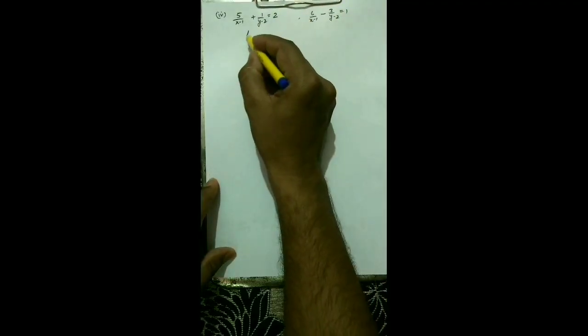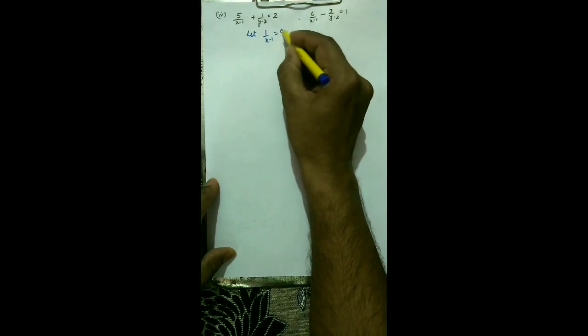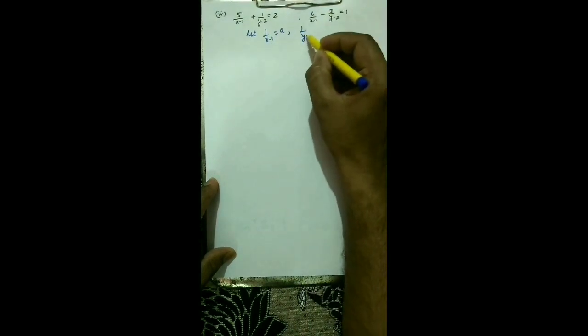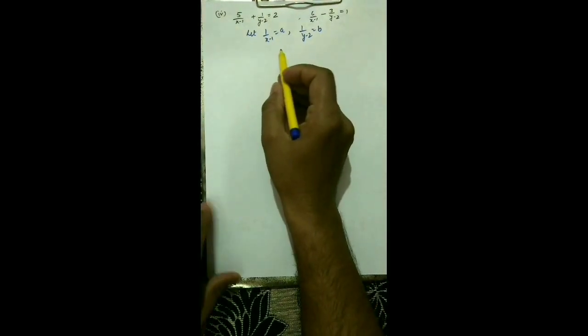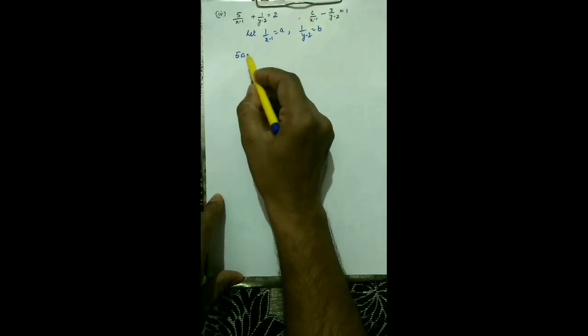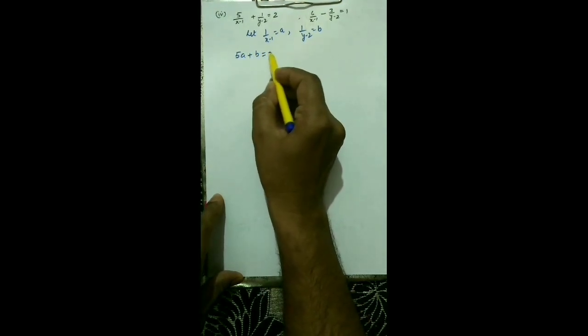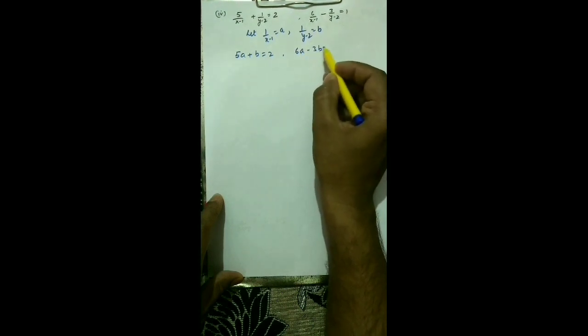So we can begin this question by assuming let 1 upon x minus 1 equal to small a, and 1 upon y minus 2 equal to small b. So after assuming that, we can write the equations this way: 5a plus b equal to 2, and this will become 6a minus 3b equal to 1.